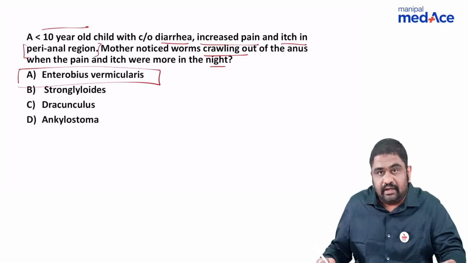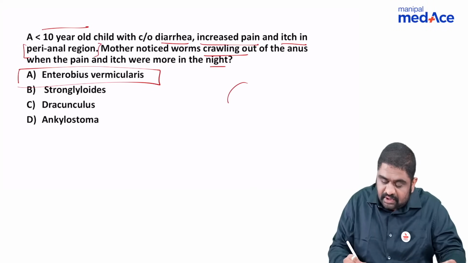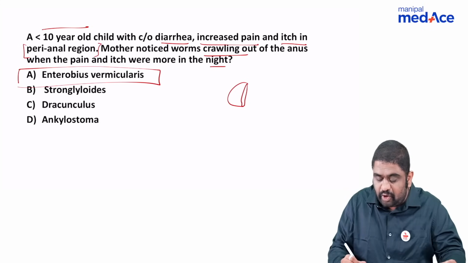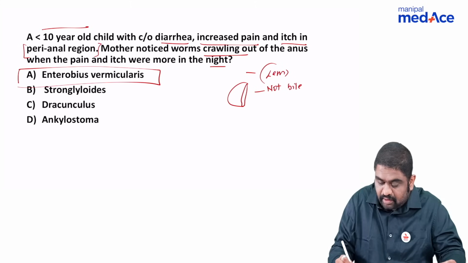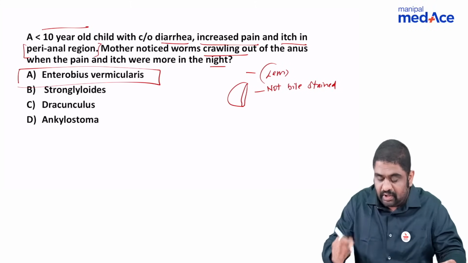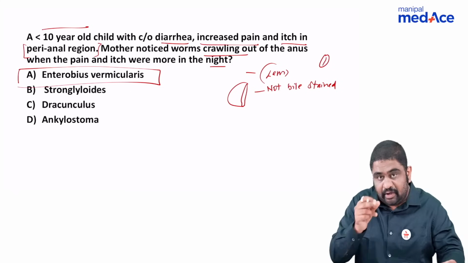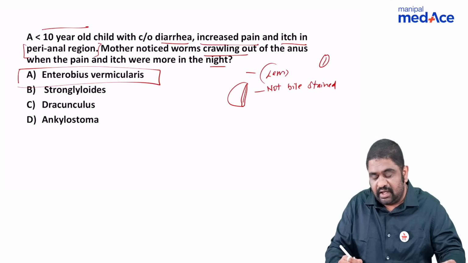Some people said that the organism's picture, that is the Hellman's picture, was shown. Some people said the eggs were shown. Whatever the fact is, if the eggs were shown, it may look like a lens and it is not bile stained. It may look like a coffee bean. It may look like a lens where one edge is flattened and the other edge is curved. And why is one edge flat and the other curved?